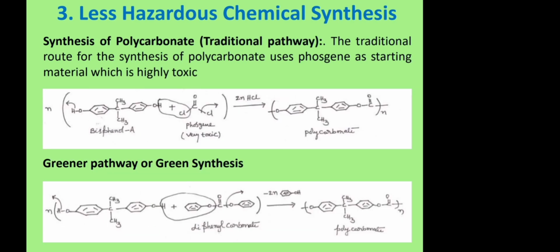Later, synthesis of polycarbonate, traditional pathway. The traditional route for the synthesis of polycarbonate uses phosgene as the starting material, which is highly toxic. Here we take bisphenol A and react it with phosgene. In the presence of zinc and HCl, we get polycarbonate, and like that we react bisphenol A with diphenyl carbonate, and we get polycarbonate.